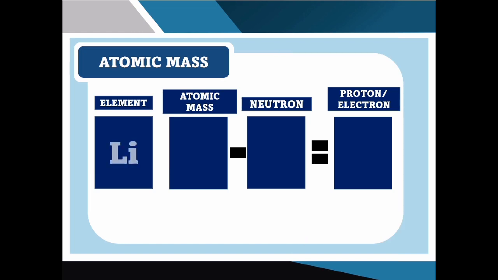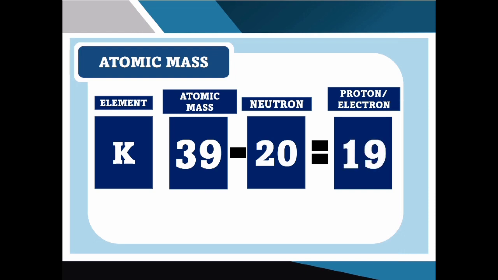Hence, a lithium atom whose atomic mass is 7 and has 4 neutrons, its protons and electrons are equal to 3. 7 minus 4 is 3. And a potassium atom which has an atomic mass of 39 and has 20 neutrons also has 19 protons and electrons. 39 minus 20 is 19.